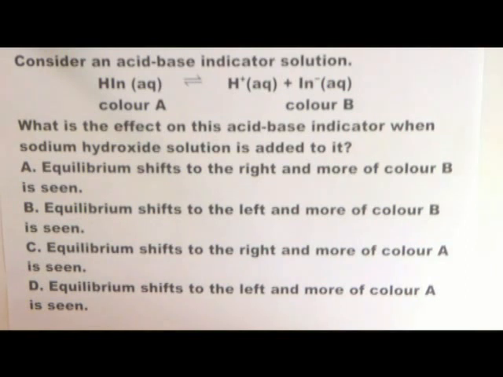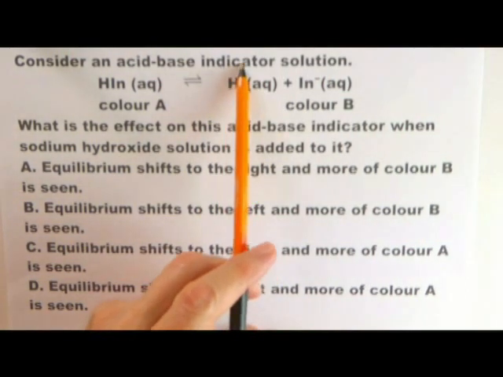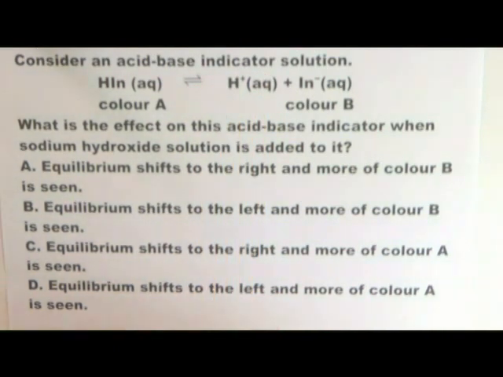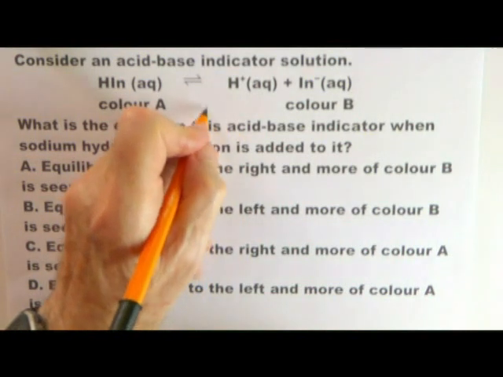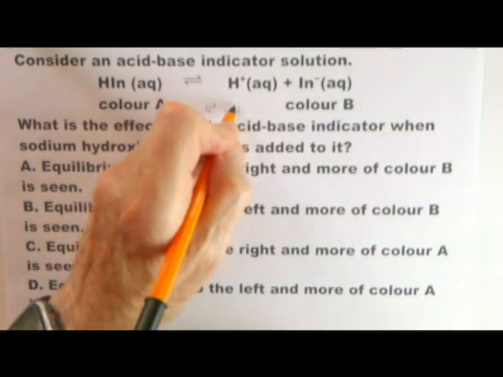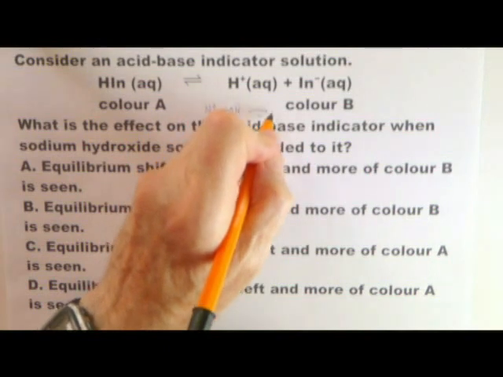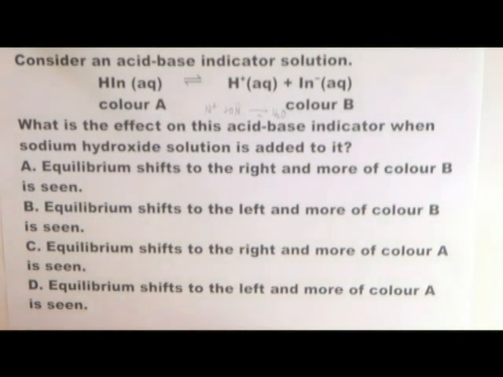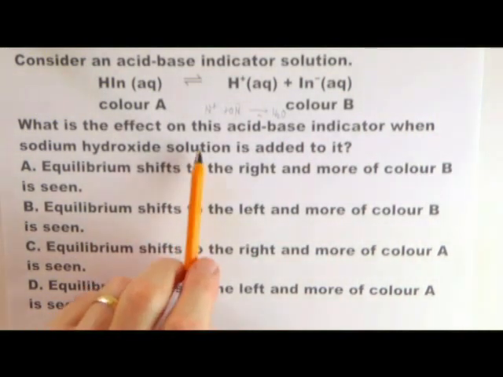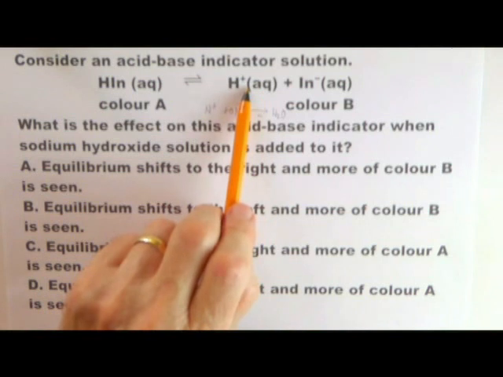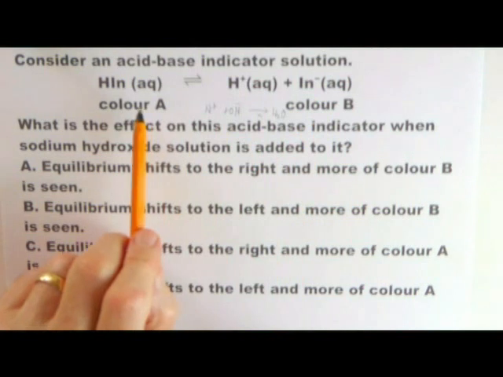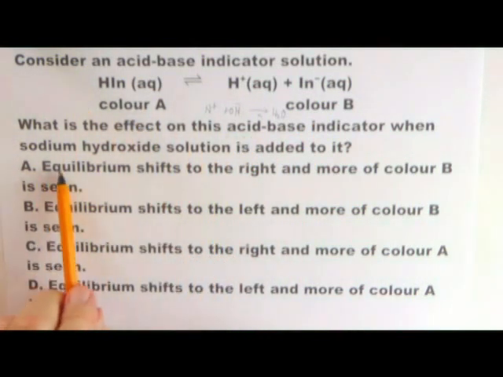When you add sodium hydroxide solution, it absorbs all of these hydrogen ions and reacts them to form water. So let me give you that: H+ plus OH- goes to the water. That is strongly on the side of the H2O. Therefore, adding sodium hydroxide pulls the equation to the right, and you'll see more of colour B, and you will not see colour A. So equilibrium shifts to the right, and more of colour B is seen.